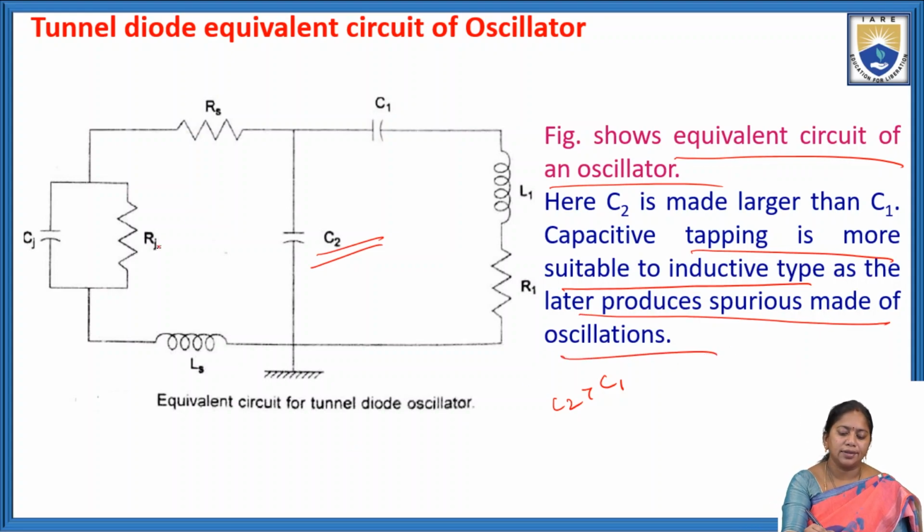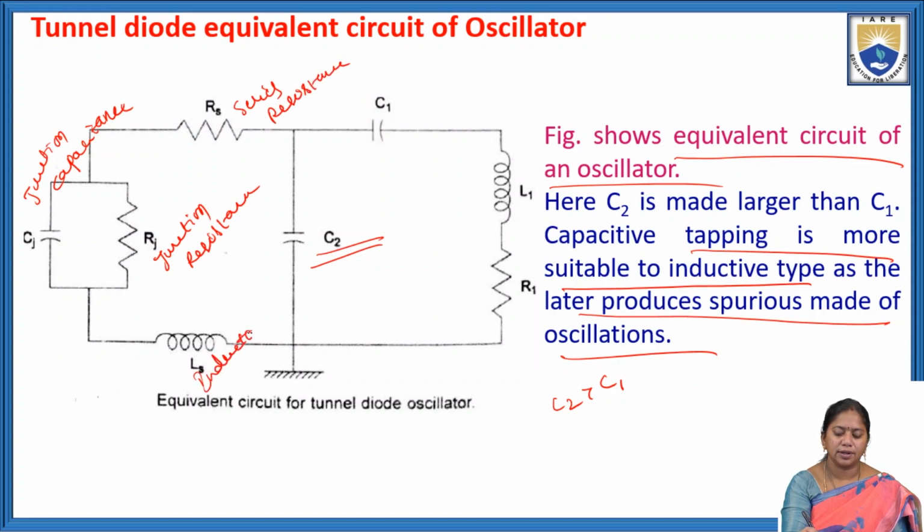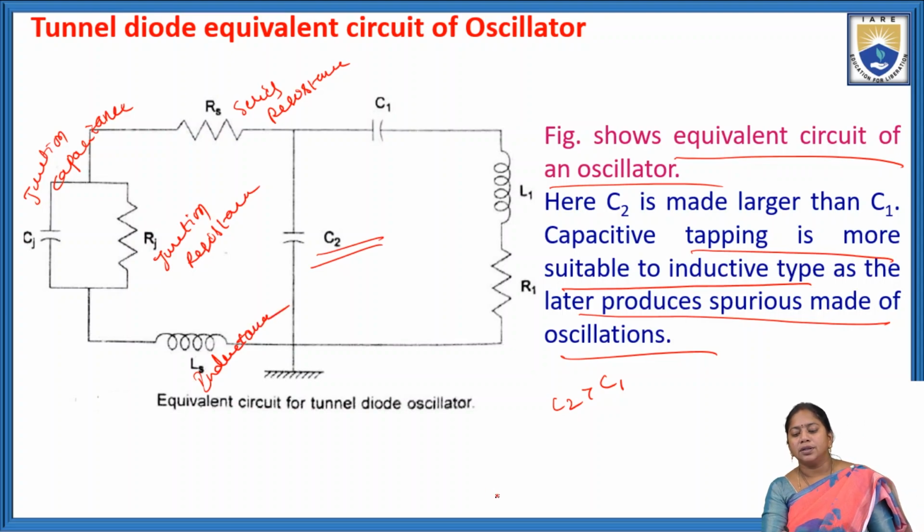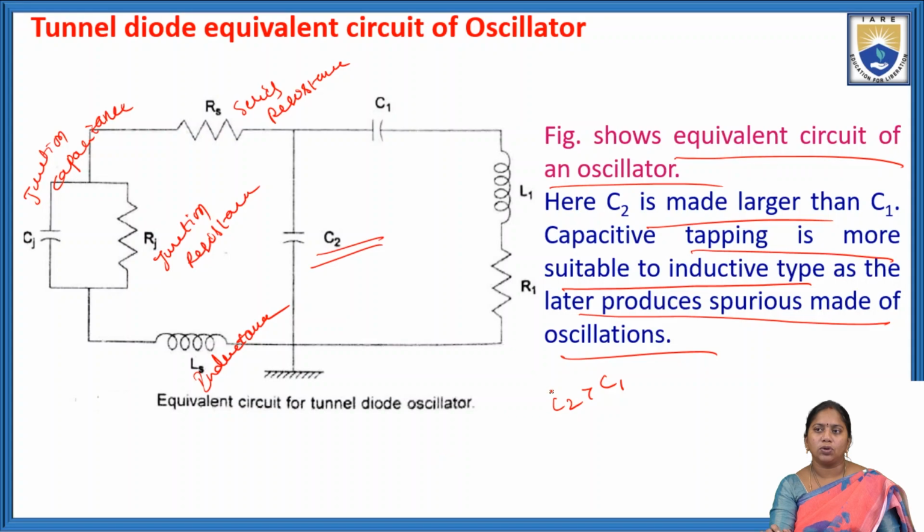Here RJ is the junction resistance, CJ is the junction capacitance, RS is the series resistance, and L is the inductance. So the equivalent circuit of an oscillator represents that C2 is made larger than C1. Capacitive tapping is more suitable than inductive tapping, as the latter produces spurious modes of oscillations.